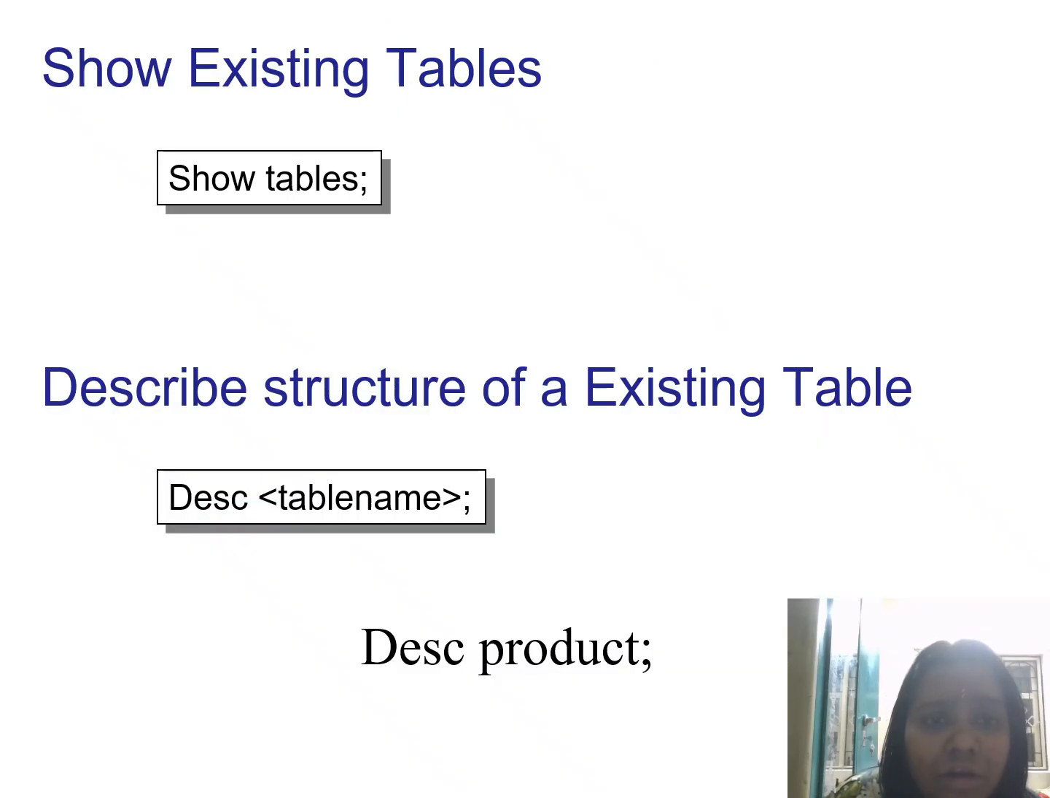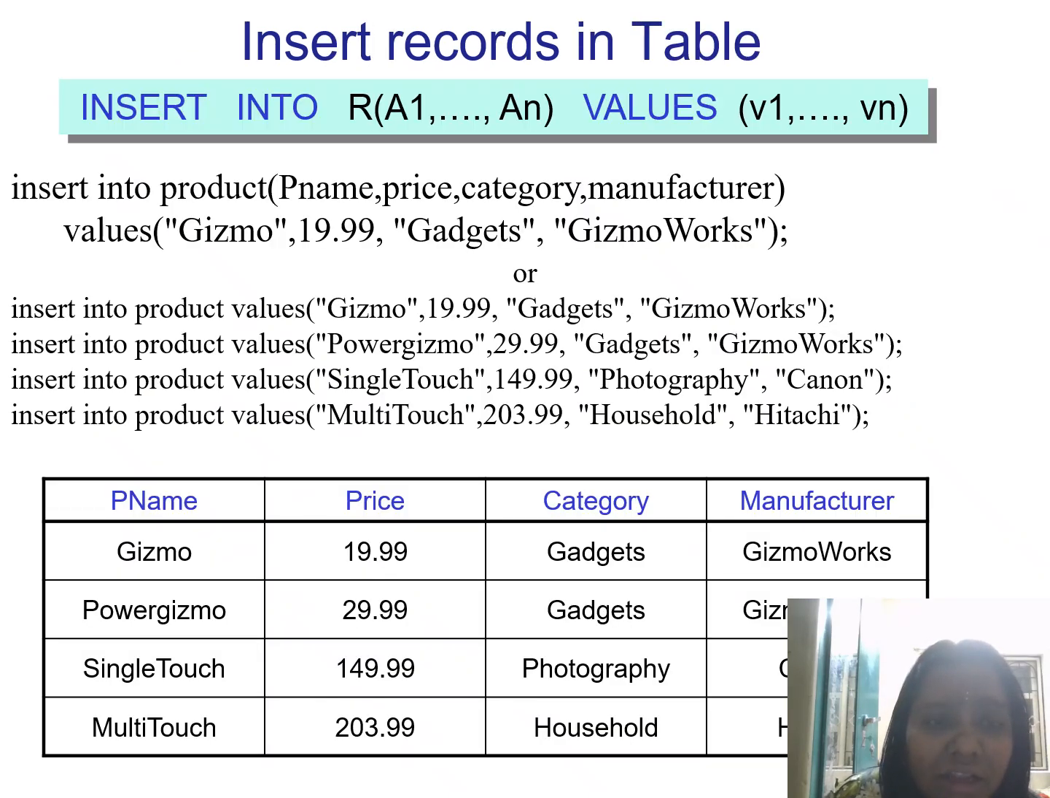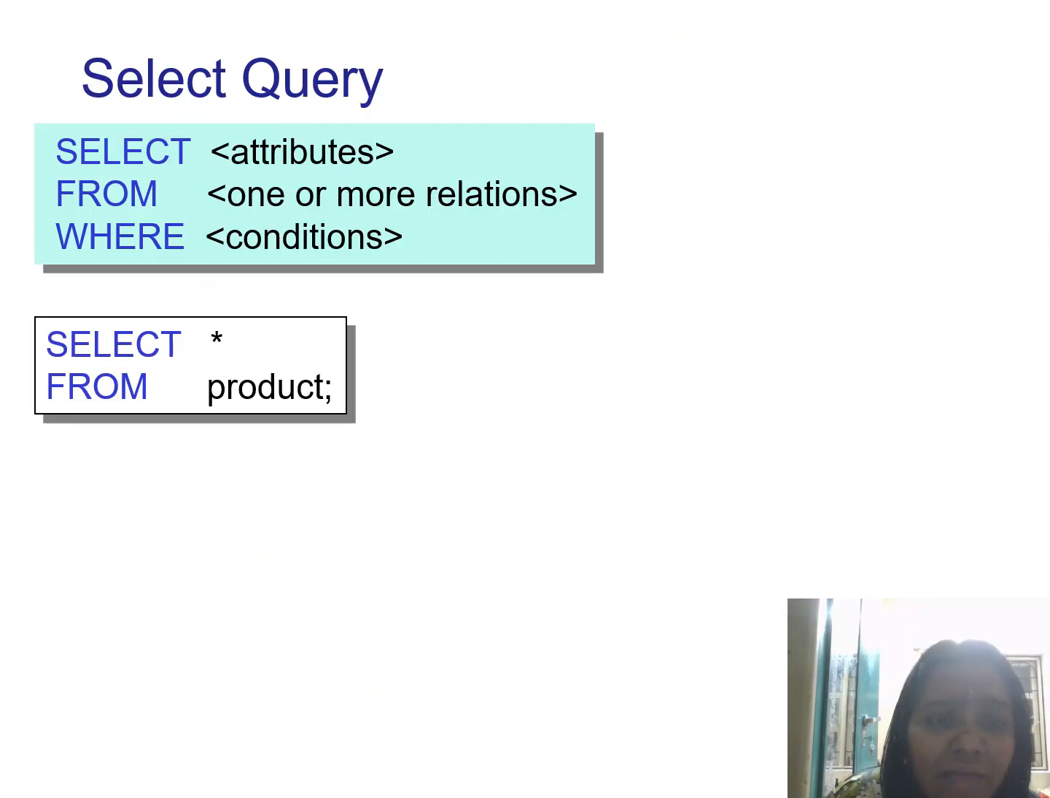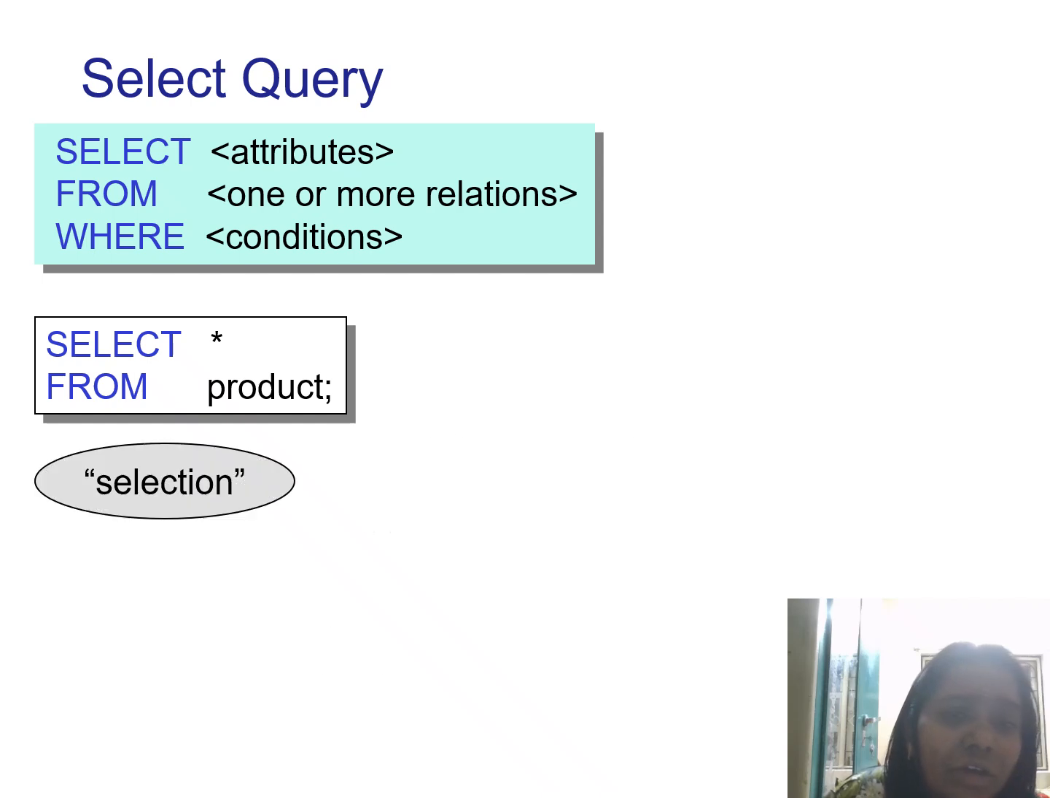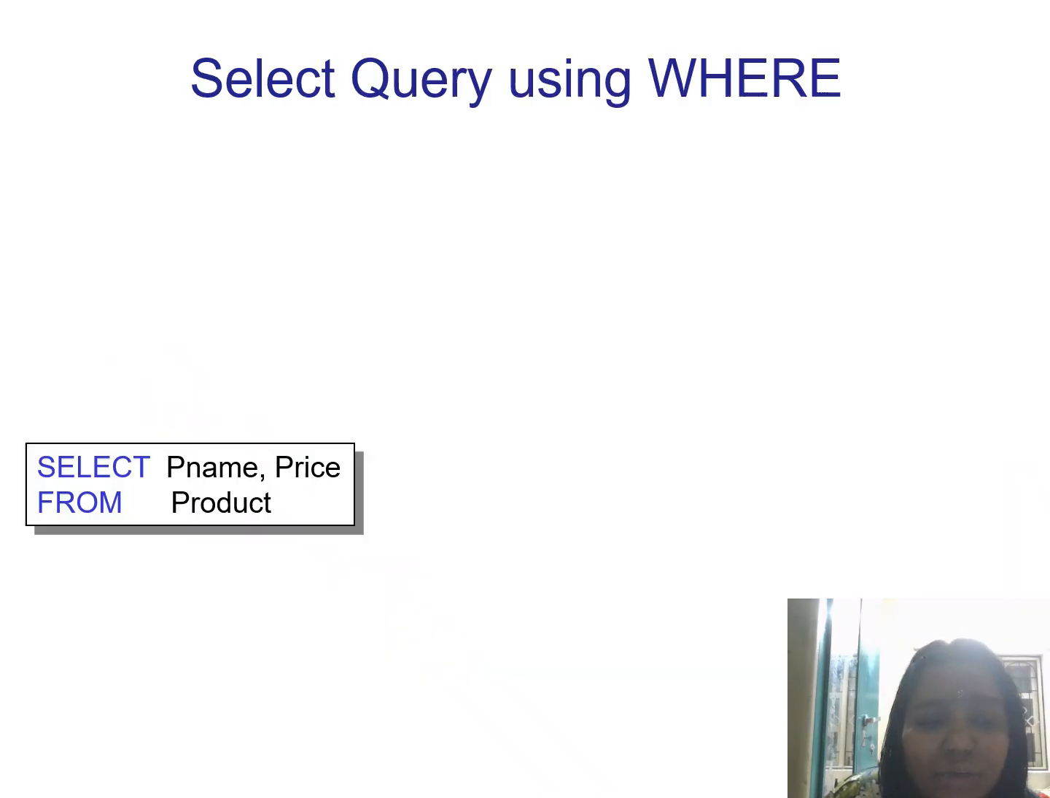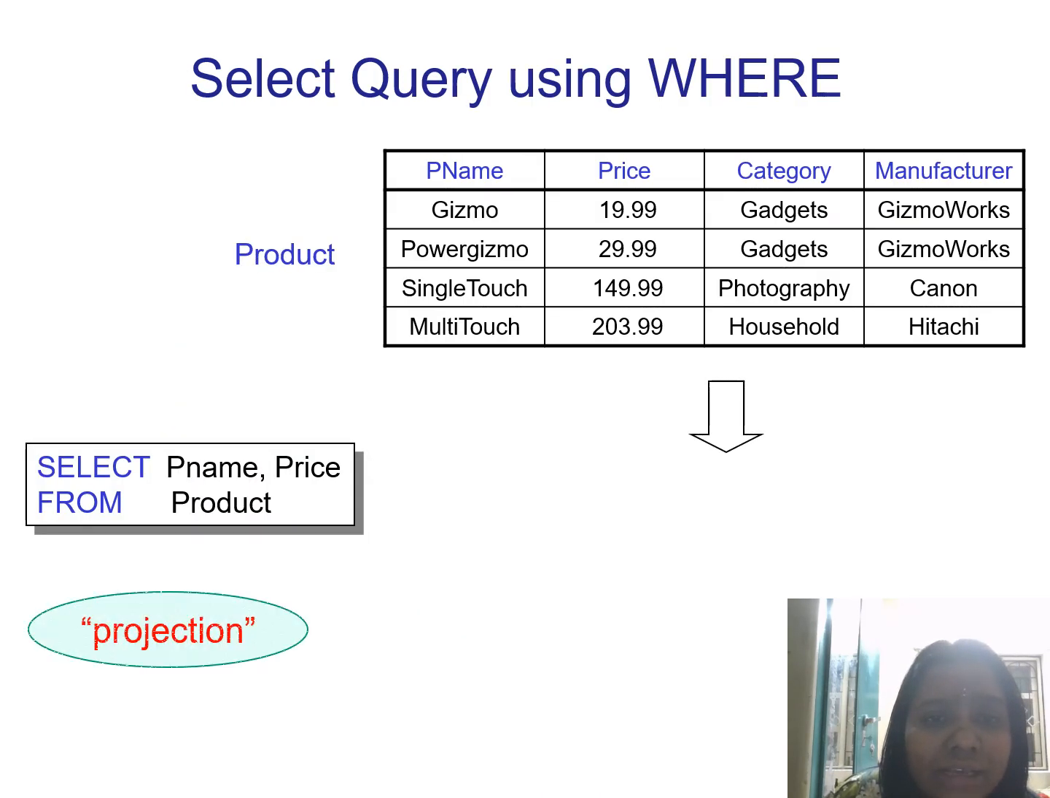For showing the tables, we use describe to see the structure of an existing table, like the description of the table name. Inserting records is also done. Then selecting the attributes, one or more relations, conditions, etc. So this is about selecting attributes, queries, products, etc.